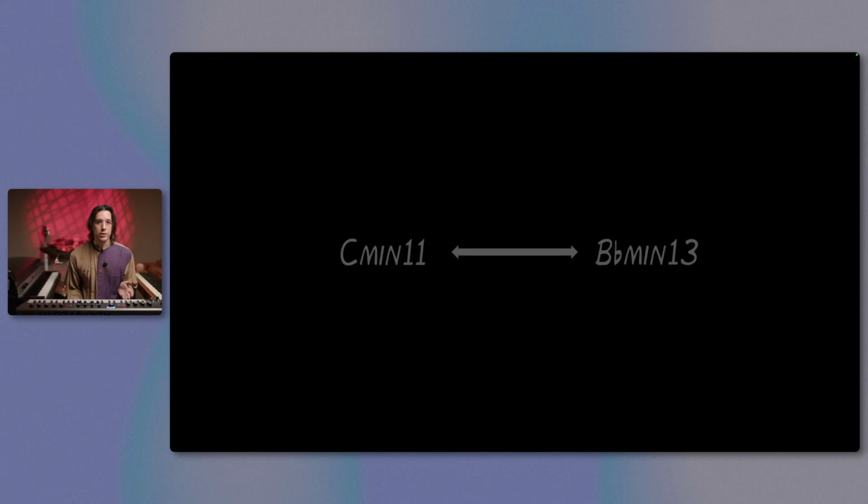We'll keep things easy to process by starting on C. 2 semitones below C is B flat. Our chord progression will go back and forth between C minor 11 and B flat minor 13.